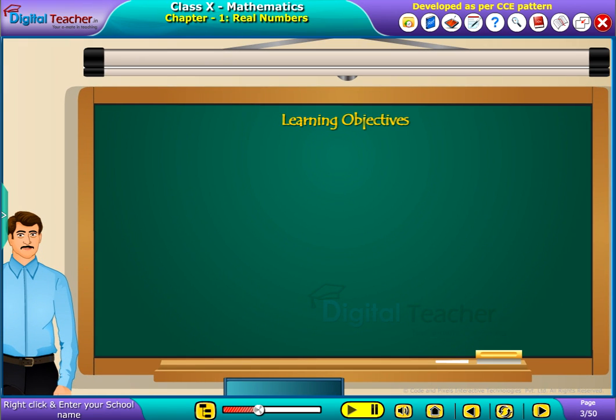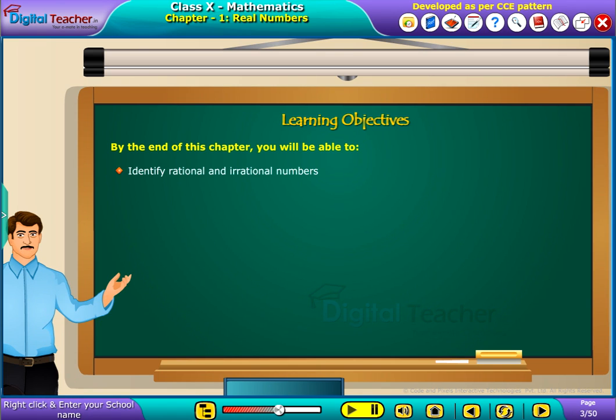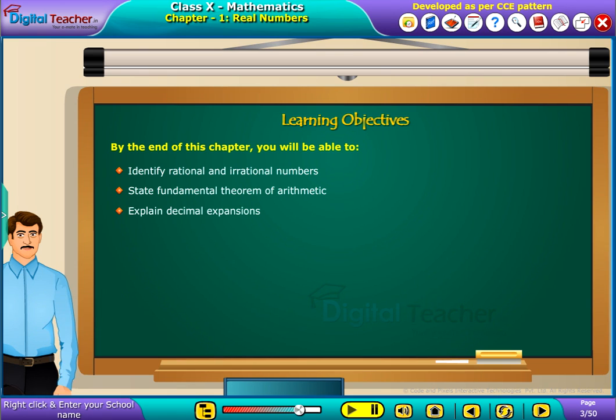Learning objectives. By the end of this chapter, you will be able to identify rational and irrational numbers, state the fundamental theorem of arithmetic, explain decimal expansions, prove irrational numbers, and state the laws of logarithms.